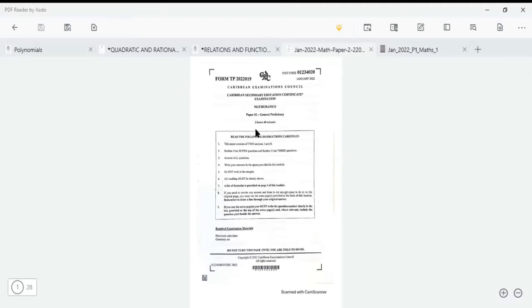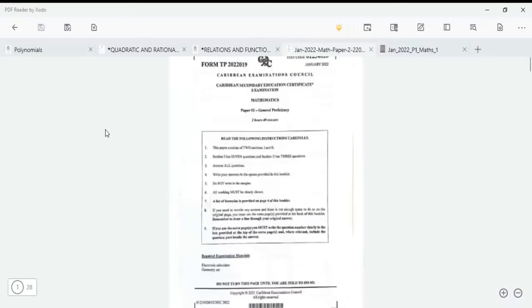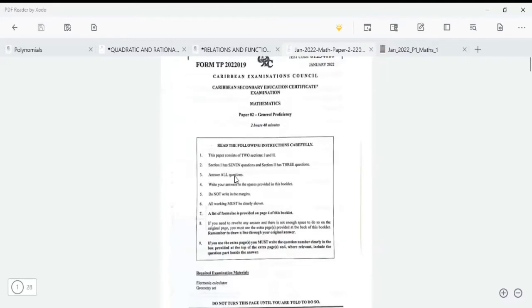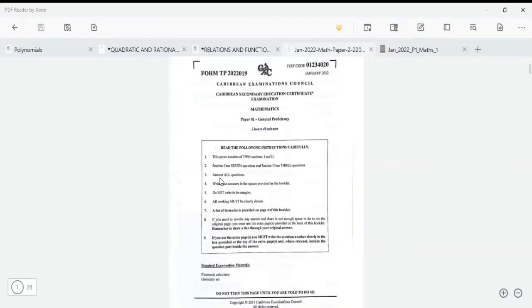Today we're going to be going through the January 2022 paper 2. That was the recently concluded paper 2, that exam that took place last week. We're going to go through that paper.